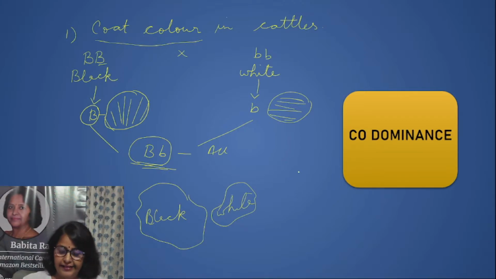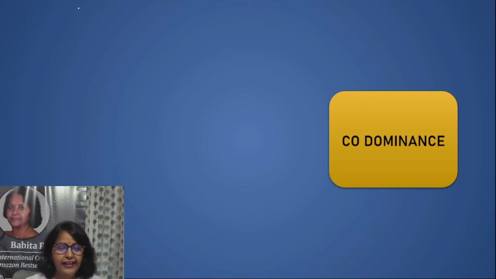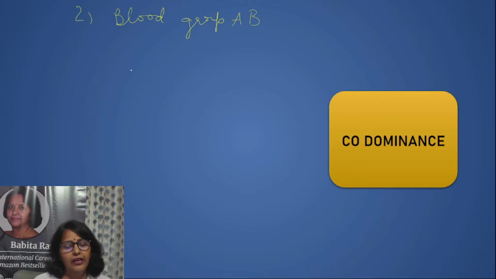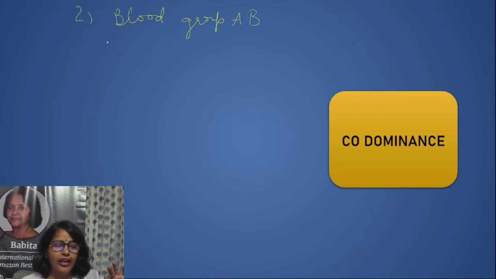Let us see another example in human beings, that is blood group AB. I am only talking of blood group AB. The other blood groups that we have, we will discuss later when we will study multiple allelism. So blood group AB is an example of multiple allelism. That means it has more than two alleles in a gene, but in an organism there will be only two alleles to form a gene.